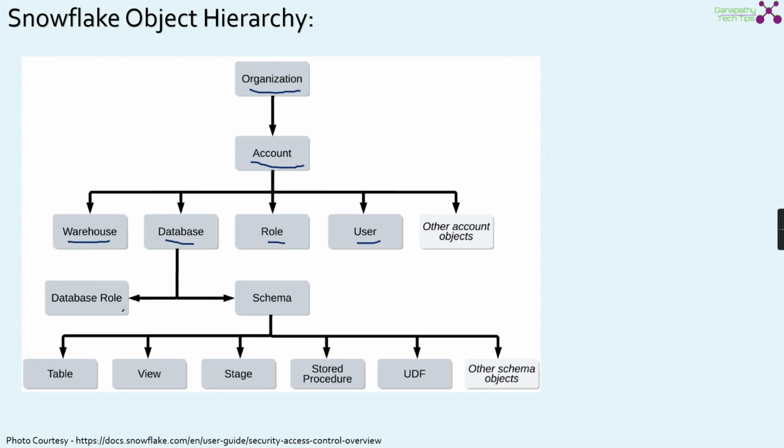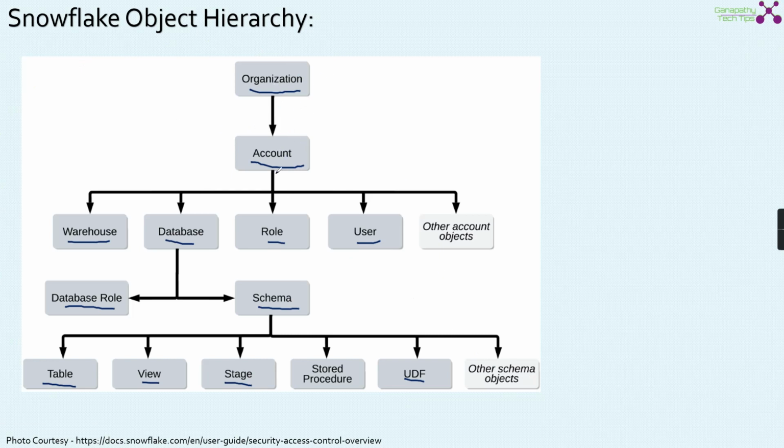The database can be segregated into two parts, typically a database role, which is all about role-based access control, which will be discussed in subsequent videos, and then there is something called a schema. So within a database we have schemas, and within the schema we have all the base-level objects, like a table, a view, a stage, a stored procedure, a user-defined function and other schema-based objects. So this is the overall object hierarchy within Snowflake.